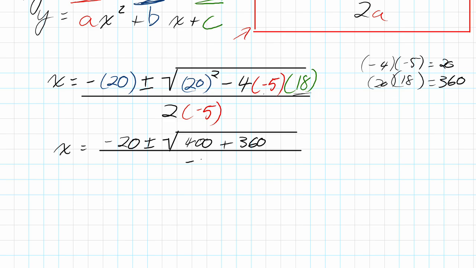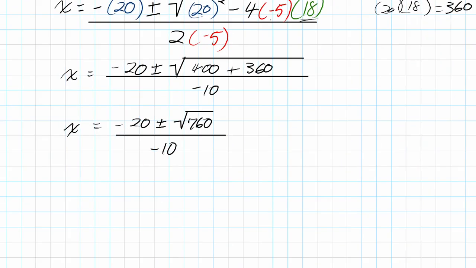And then below we have negative 10. Carry out one more step. X is equal to negative 20 plus or minus the square root of 760, and all of that will be divided by negative 10. Okay, I can figure out the square root and give me some value. I'm just going to leave it at that at the moment.